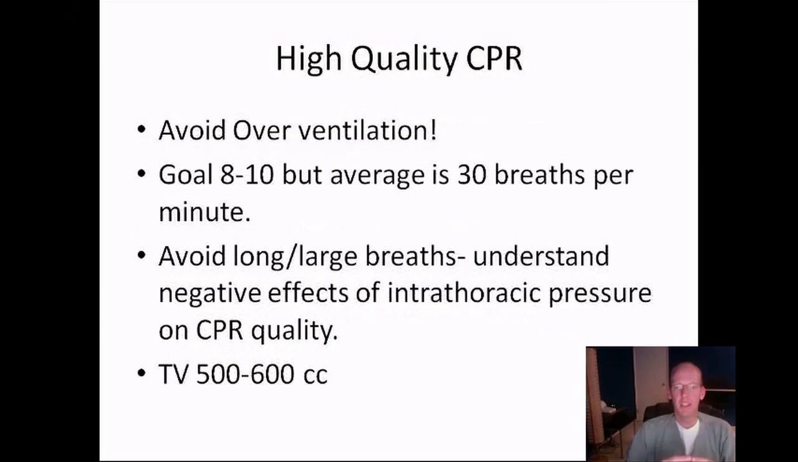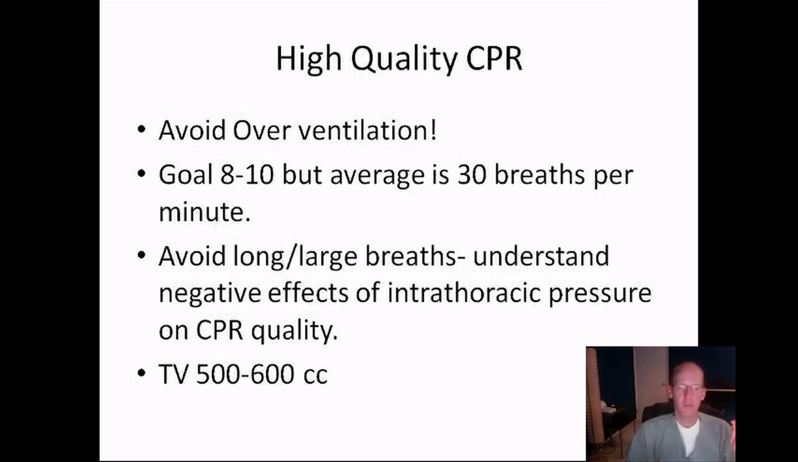Avoid overventilation. This is something, as an anesthesiologist personally, I know it's very easy to do. People are excited, their adrenaline's pumping, they're bagging the patient aggressively because it's what you do. Worst thing you can do for an arresting patient. You really got to monitor your airway person to make sure that they're not overventilating. The goal is 8 to 10 breaths per minute. The average, 30. People will squeeze that ambu as fast as it refills. Absolutely detrimental to the patient.